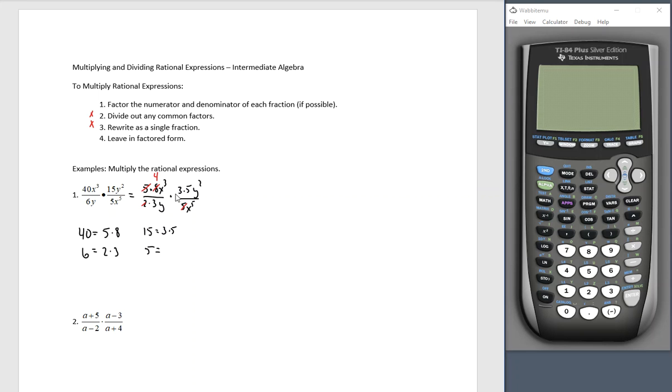The next number, I'm going to skip that x cubed for now. 3 in the numerator. Do I have a 3 in the denominator? Yes, I do. That cancels. 5. Do I have another 5? I do not. So just by canceling the numbers, I now have 4 times 5.